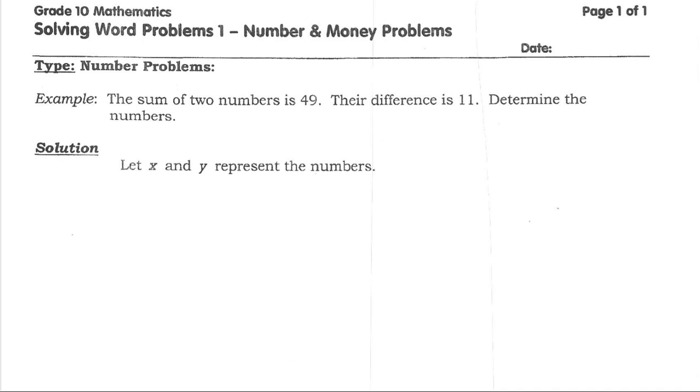So first we have a simple number problem, and it goes like this. The sum of two numbers is 49. Their difference is 11. Determine the numbers. We're going to have two variables, one that represents the first number and one that represents the second. And then we're going to set up two equations.